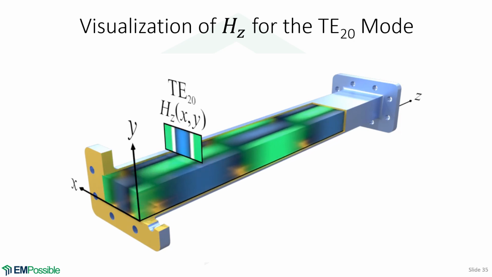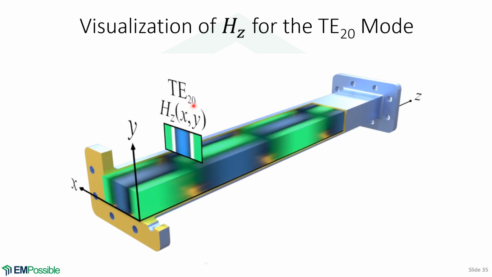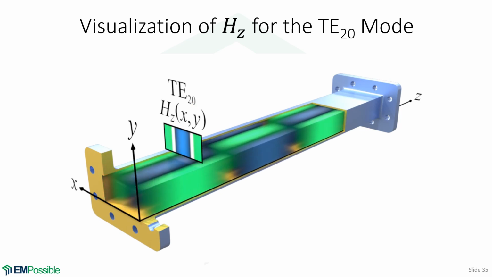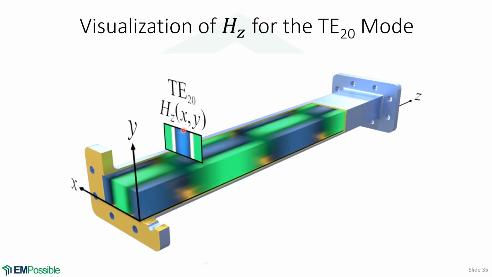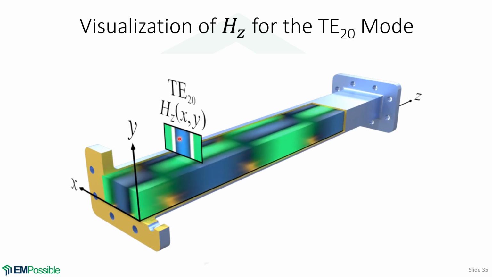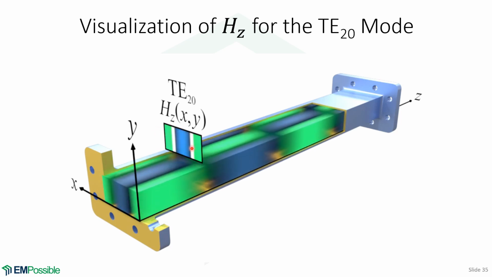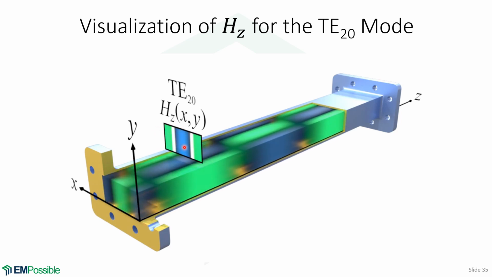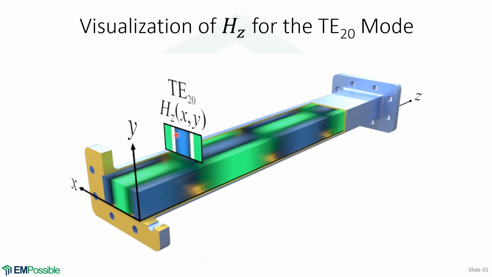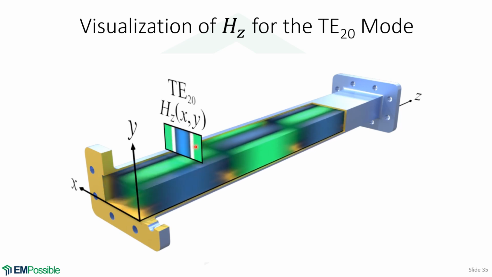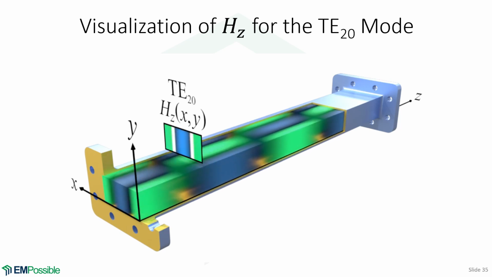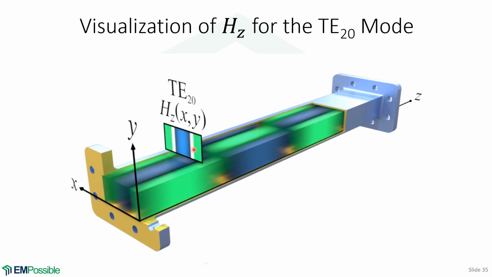TE20 mode. 2 bright spots in X, 0 bright spots in Y. And we definitely see 0 bright spots in Y. It's perfectly uniform. We don't see any sine or cosine humps here. But in the X direction, we see this blue region here as a full bright spot, whereas the green is 2 half bright spots. So in total, 2 bright spots in the X direction.